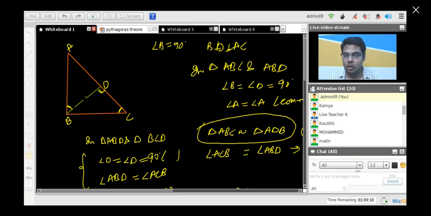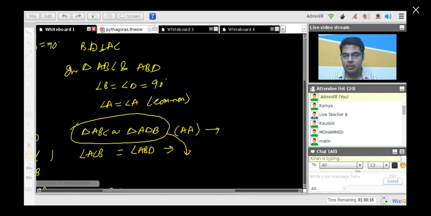So from this we know about the proportions. Shall we discuss the proportions? Can I simply say that AB by AD, because both are similar, is equal to AC by AB? Is it correct? Is it fine?